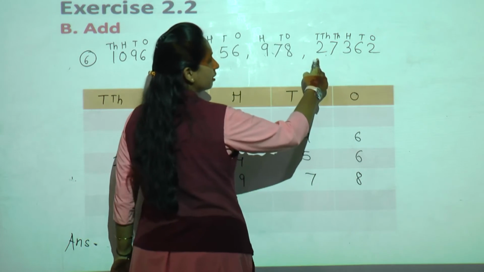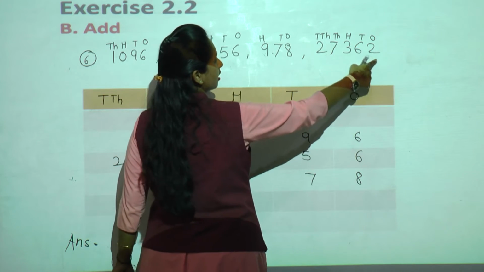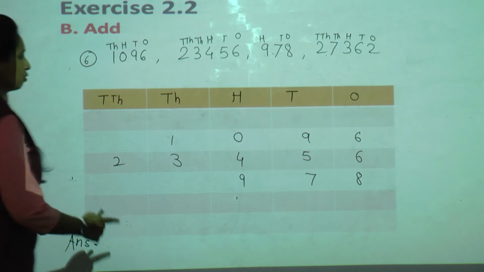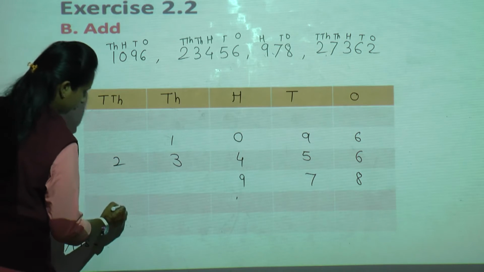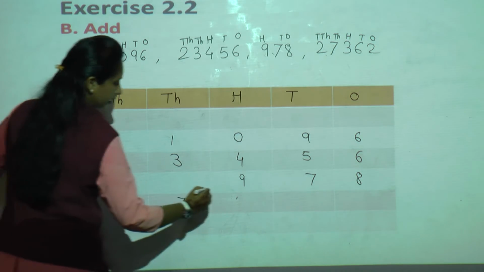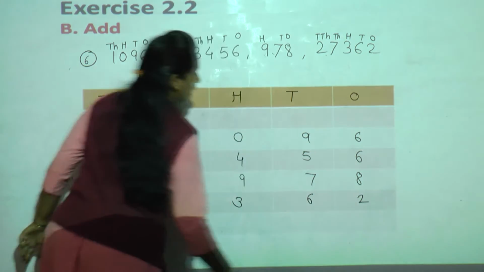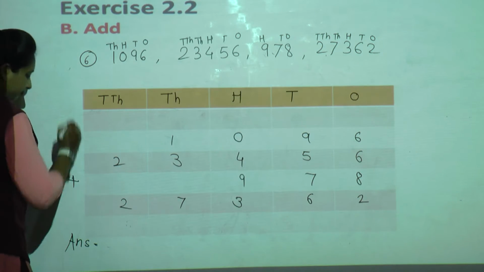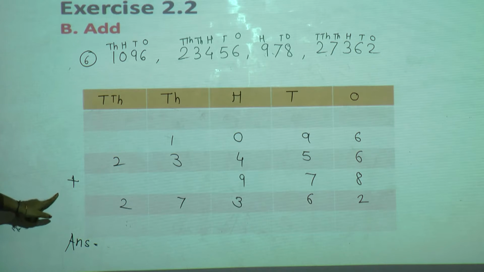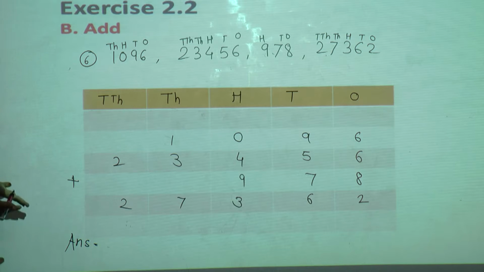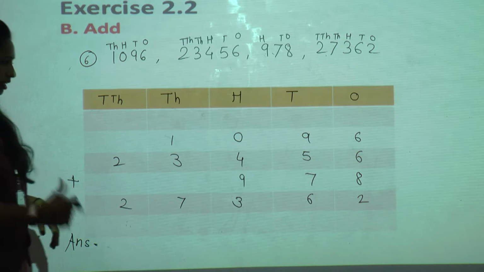978. The last number is 27,362. So 2 is on 10,000s place. So I'll write again 2, 7, 3, 6, 2. Now we will add this number. Give addition symbol, don't forget. Otherwise, whether you have done addition or subtraction, the teacher will not understand.